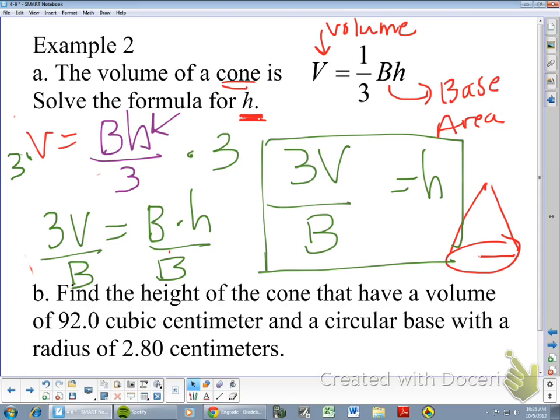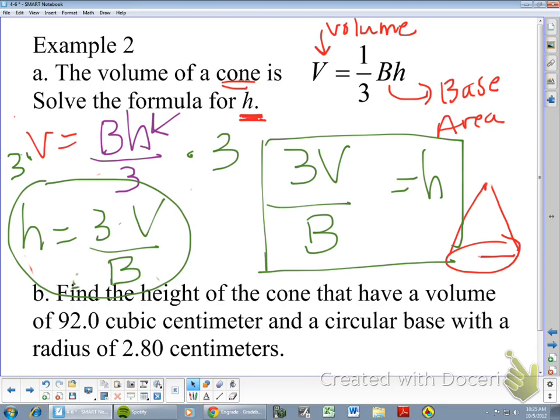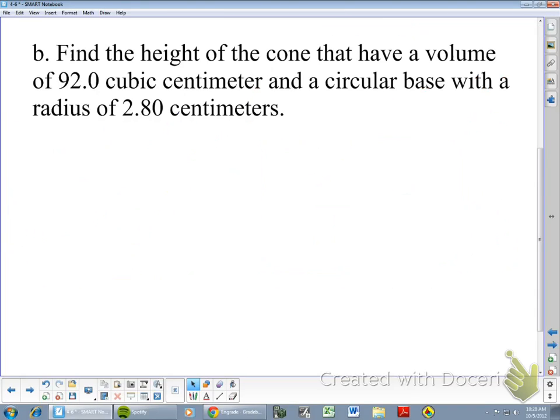And I could have put h on the other side too. So I could have put h is equal to 3 times the volume divided by the base area. That's another way to write it. Okay, now we are using that information above. So we had solved for h. Height is equal to 3 times the volume divided by the base area.